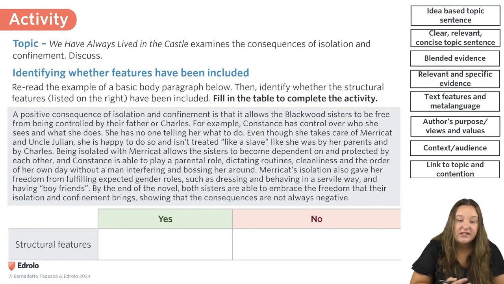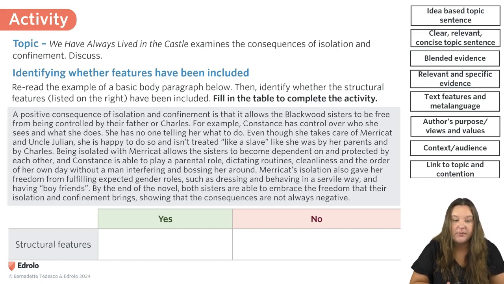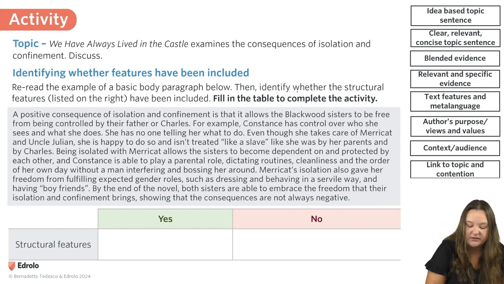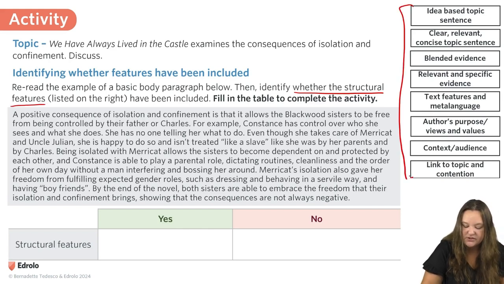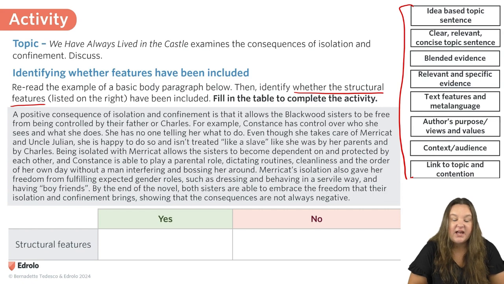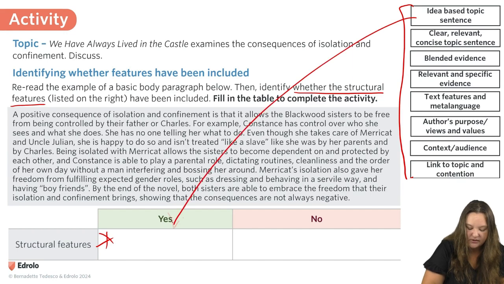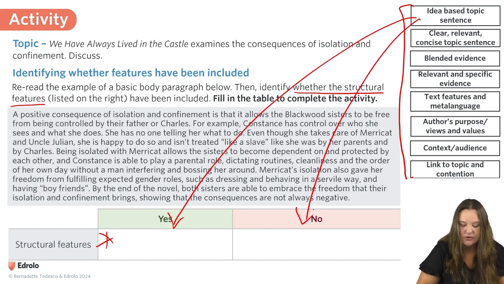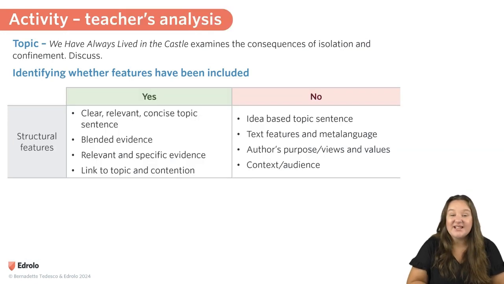All right, so I'd like you to have a go at this activity now. What I want you to do is reread that basic body paragraph sample that we looked at earlier, and I want you to identify whether the structural features here, those tips and tricks, have been included. And if you think that they have been included, then you drag it down to here. Or if it hasn't been included, then you put it here. So think about, do you think that the topic sentence is focused on an idea, or is it focused on something else? Good luck.